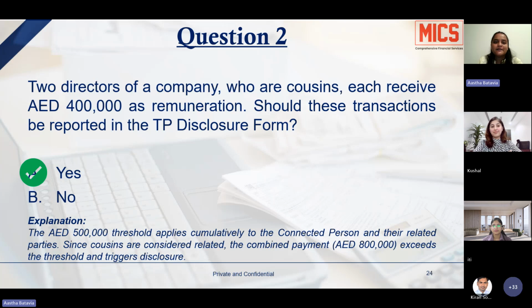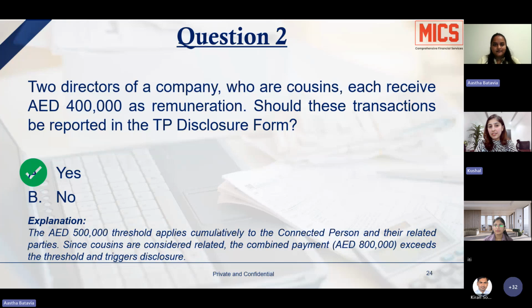Previously we had explained in the previous section that these two directors, being cousins, are related to each other by degree of kinship. So they will be treated as related parties, and if we club them together, each person is receiving AED 400,000. If we club them, it comes to around AED 800,000, and the combined payment is exceeding the threshold of AED 500,000, and in this case, both transactions should be reported.